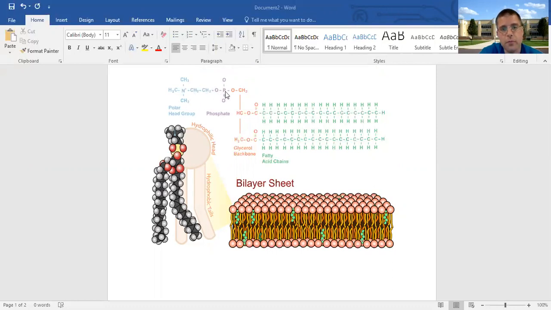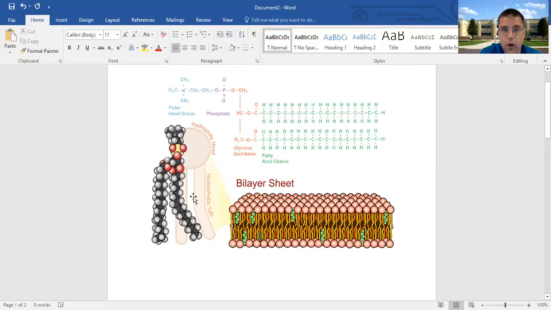So this is the polar head group. You've got a phosphate group up here, which is charged. You have a nitrogen, which is slightly charged. Do not worry about why it's like that. This goes a little bit beyond us in terms of that chemistry. I just need to know this part is polar. It loves water. So this is the red head part of the thing, and down here.